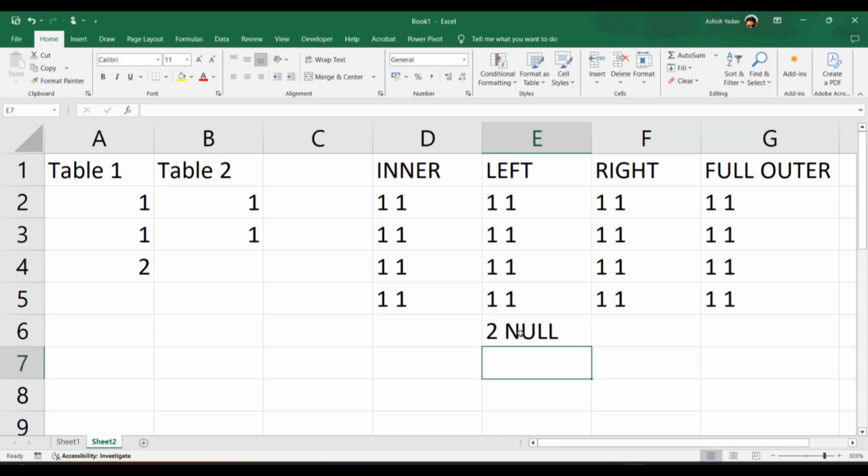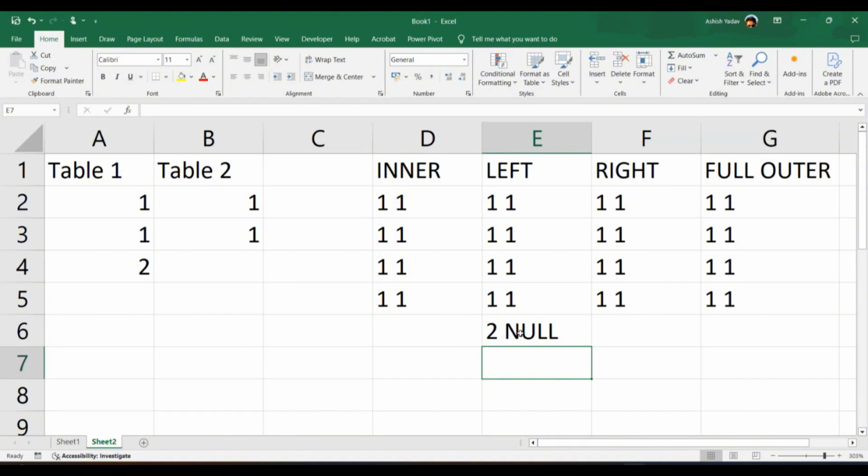What is null? Null is something which is not comparable. It is not equal to anything. It is not greater than anything. It is not less than anything. Null is not equal to null also. So null is nothing.